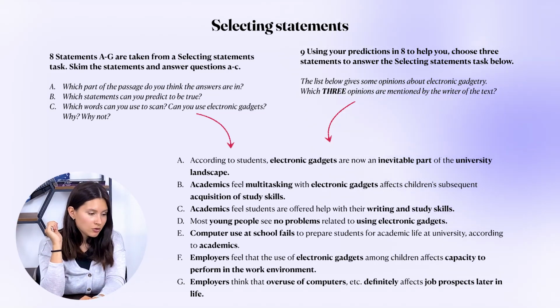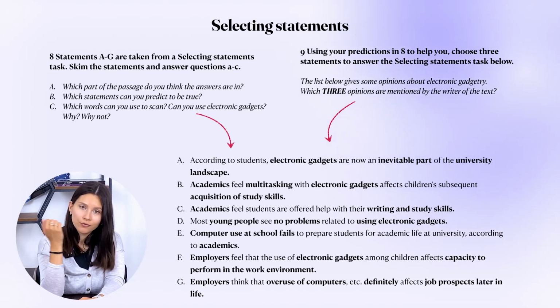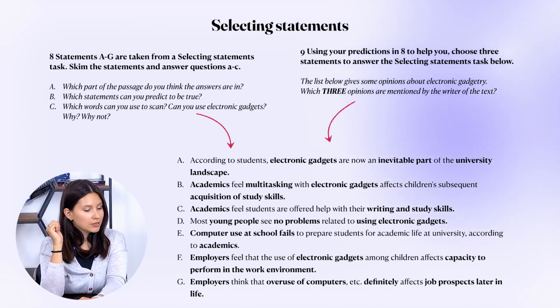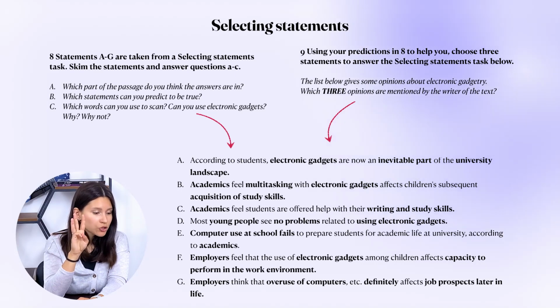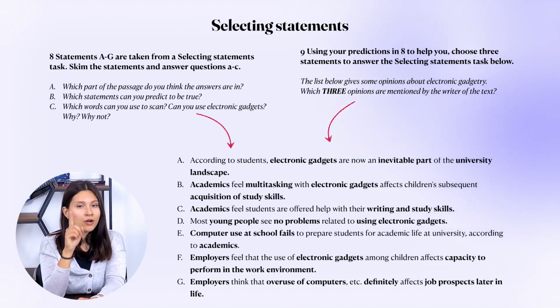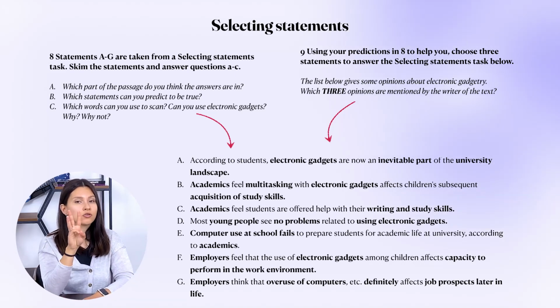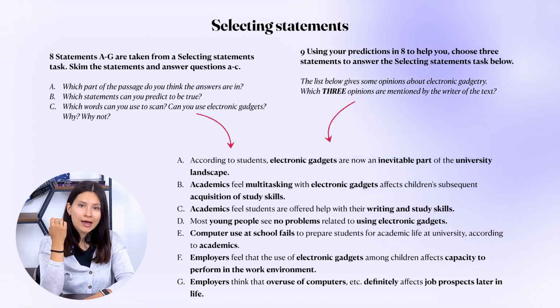Exercise 9, using your predictions in A to help you choose the 3 statements to answer the selecting statements task below. Okay, so the list below gives some opinions about electronic gadgetry. See some synonyms, gadgetry. Which 3 options are mentioned by the writer of the text? Okay, so the writer should have mentioned only 3 out of 7 options. 4 are going to be extra.